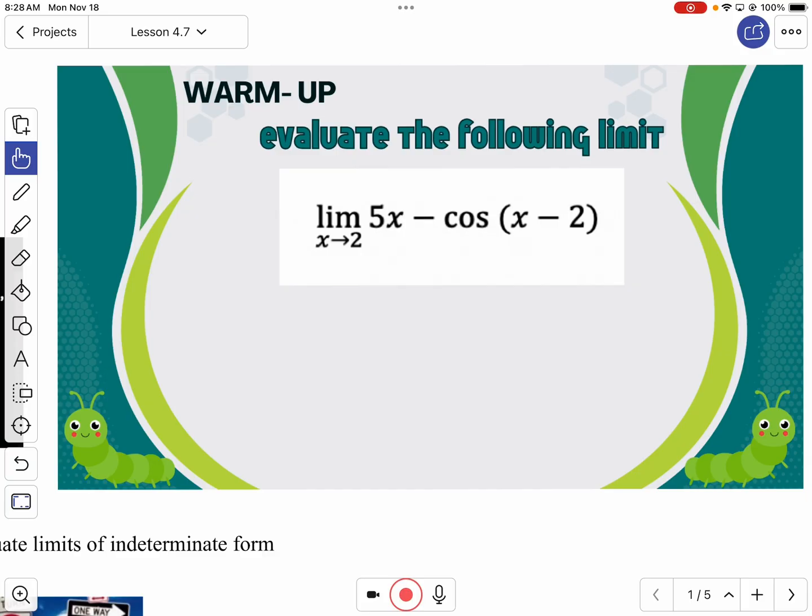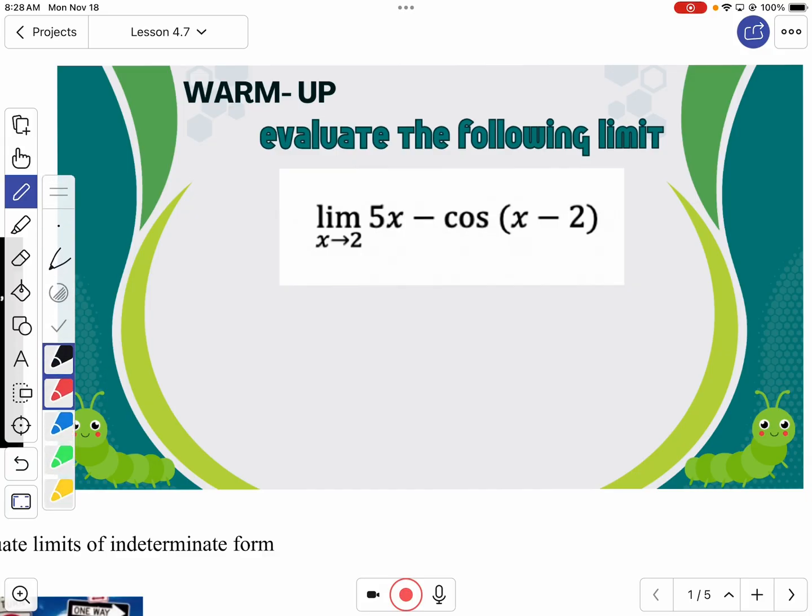All right, so we would substitute. That's just the easiest way. And so that would give me 5 times 2 minus the cosine of 2 minus 2, or 10 minus the cosine of 0. What is the cosine of 0? 1. And so our limit would be 9. So the basics of limits, we simplify or we evaluate by doing direct substitution. Does that always work? No. Okay.